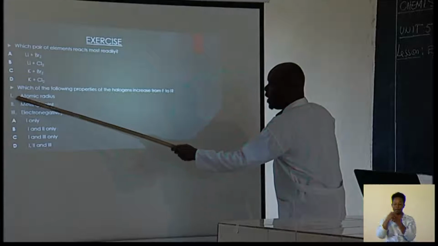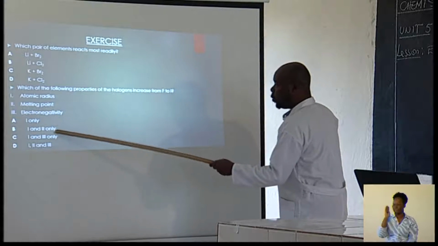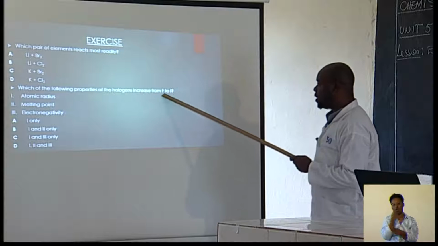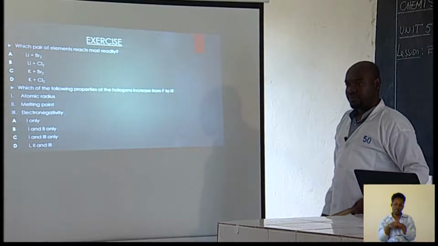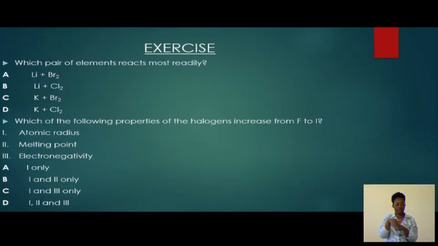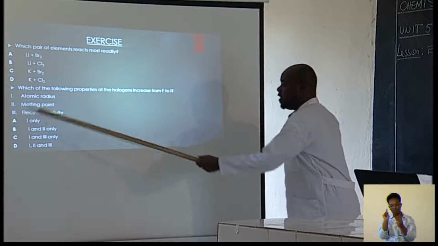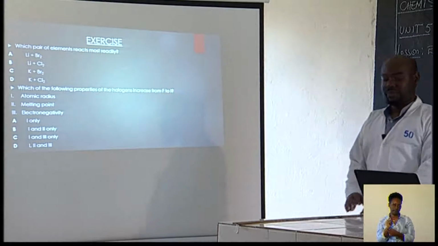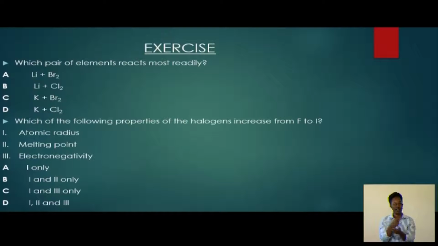It is 1 and 2 only, which increase in the halogen from fluorine to iodine. So the right answer is B. A, C, and D are wrong, but B is right. I think this is very clear. We go to the next, okay?